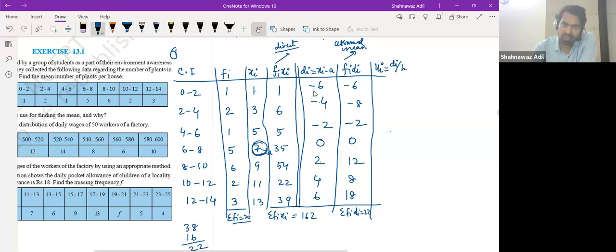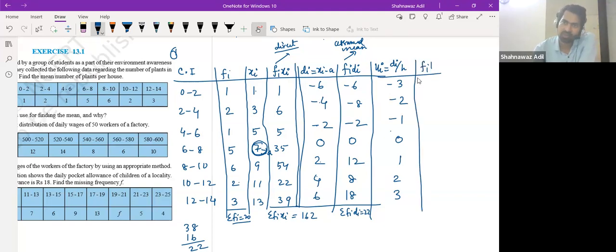So minus 6 divided by 2, so minus 3, minus 2, minus 1, 0, 1, 2, 3. So this is ui, and then we have to calculate fi ui, right? So minus 3 into 1, minus 3 into, so minus 4, minus 1, and then 0, and then 6, 4, and then 9. So this is how much? 19 and 8, so 11. So this is 11.